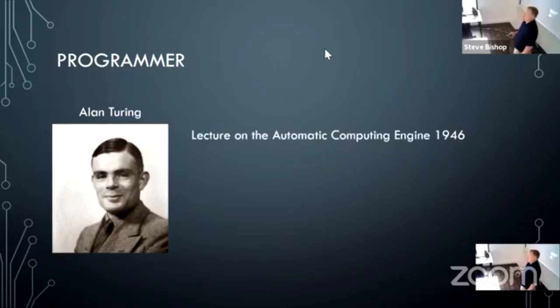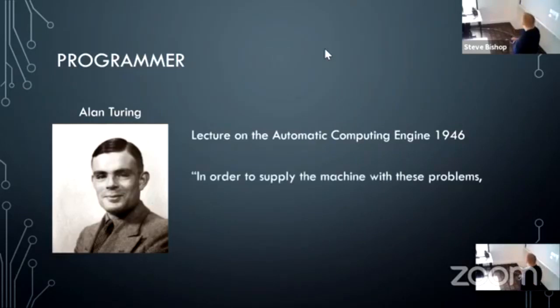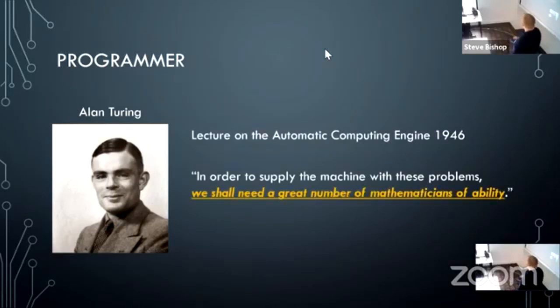One of the interesting things he said during this lecture was, "in order to supply the machine with these problems, we shall need a great number of mathematicians of ability." Now think about that. Most of us have done some programming, some coding. Do we consider ourselves mathematicians? It gives a certain connotation to what type of individual is required to do coding and software. If we think about a coder or a developer in today's world, do we typically think it's for nerds and geeks and just people who've got nothing better to do with their time than to spend it in front of the computer?